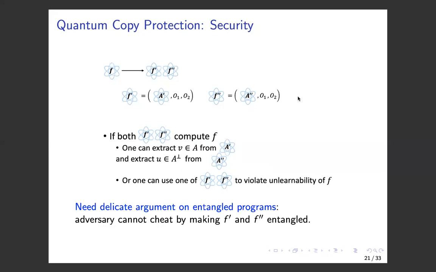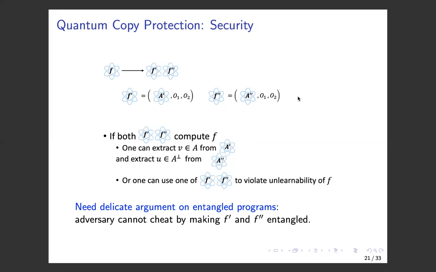Here we can see F prime as consisting of a quantum state and access to oracles O1 and O2. Similarly, for the second quantum program, F prime prime, because O1 and O2 can be assumed to be public to anyone, these two programs can query them as well. Then we argue that if both these two programs compute F correctly, we can obtain one of the following situations. The first situation says that we can extract one vector in A from the queries of the first quantum program to the oracles. And we can simultaneously extract a vector in A perp from the queries by the second quantum program to the oracles. If this does not happen, then we can use one of these quantum programs to violate the unlearnability of F.